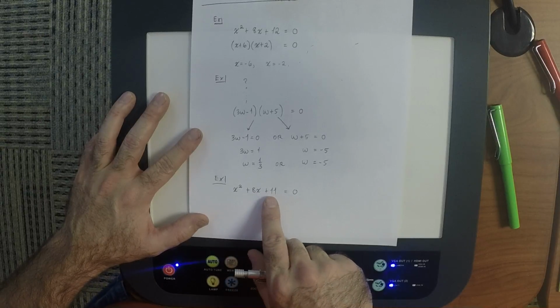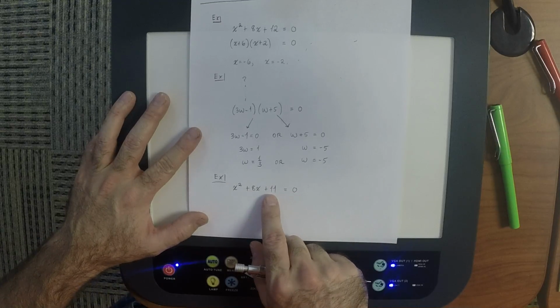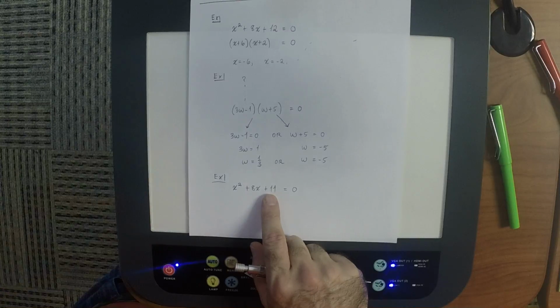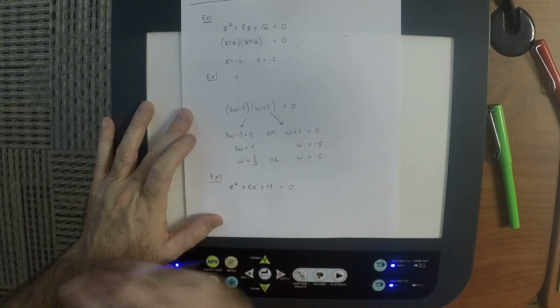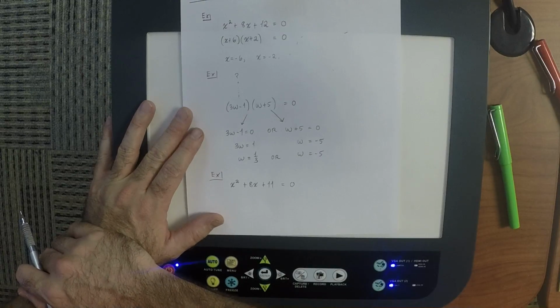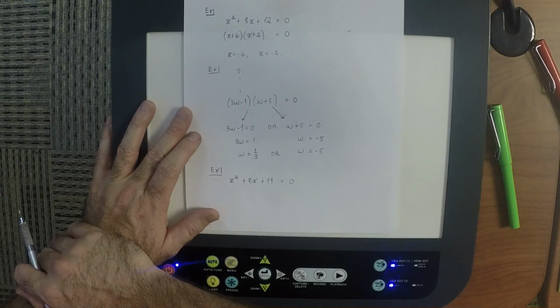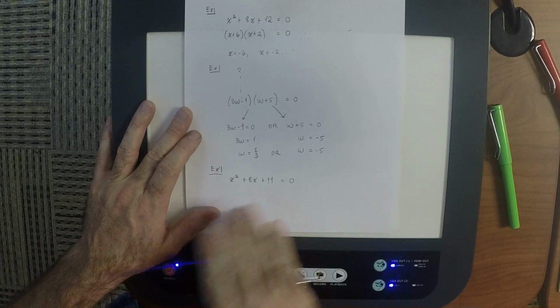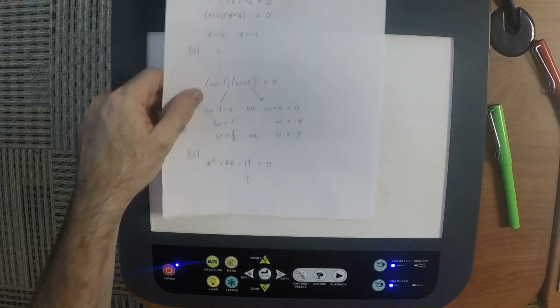So there are no integers whose product is 11 and whose sum is 8. There are no integers that do this. That doesn't mean that there's no numbers that do it. It just means that there's no integers. So our previous method isn't going to work. So today we're going to come up with a method that will work even on this one. But for now it's just a question mark.